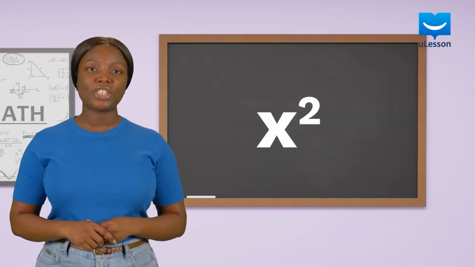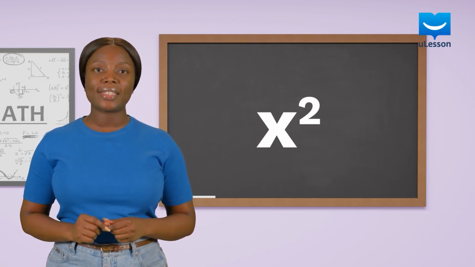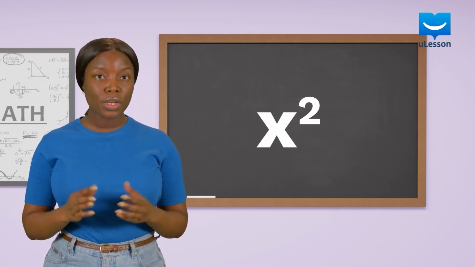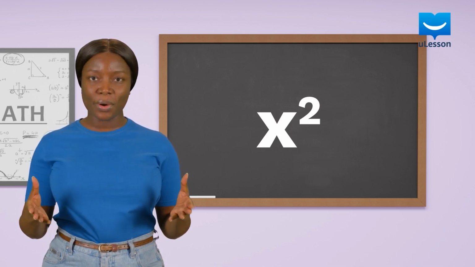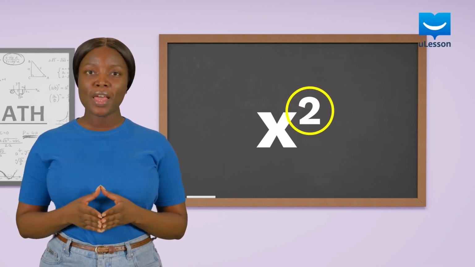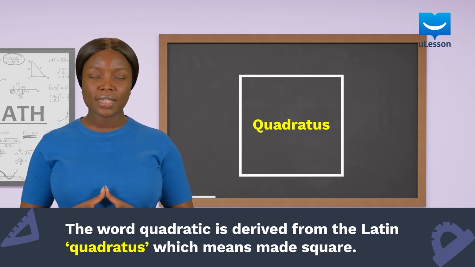The quadratic expression is a mathematical expression which contains at least one variable which is raised to the power of 2. Basically, the highest index any variable will take in a quadratic expression is 2. The word quadratic is derived from the Latin quadratus, which means made square.